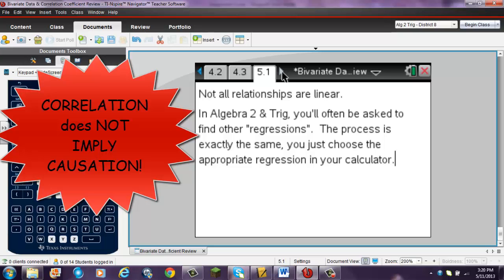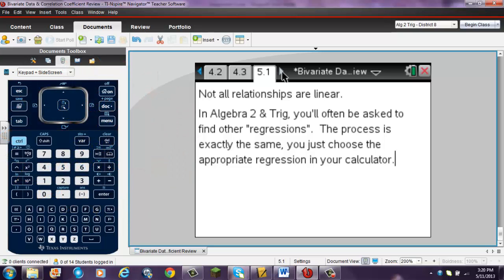Okay, the last thing I want to remind you of is that not all relationships are linear. In Algebra 2 and Trig, you'll be asked to find other regressions. The process is exactly the same. You just choose the appropriate regression on your calculator. Now, that is only true for Algebra 2 and Trig. In statistics courses, college statistics, AP, bridge courses here at the high school or when you go off to college, you won't use those other regression models. But again, in Algebra 2 and Trig, you'll be asked to.